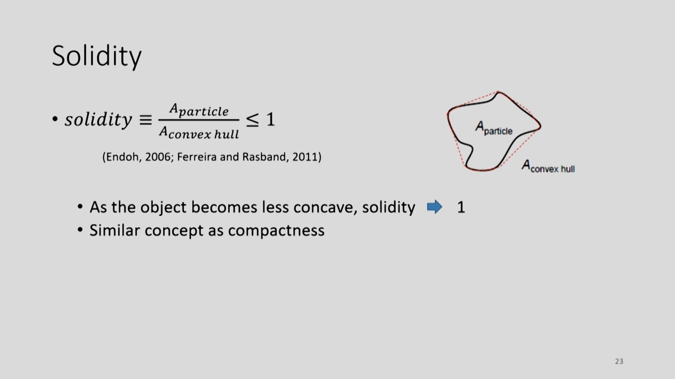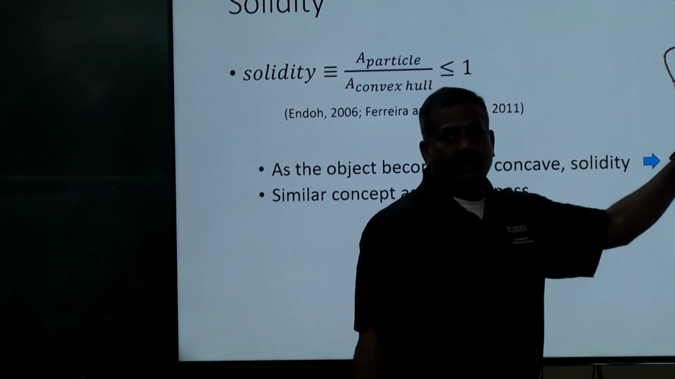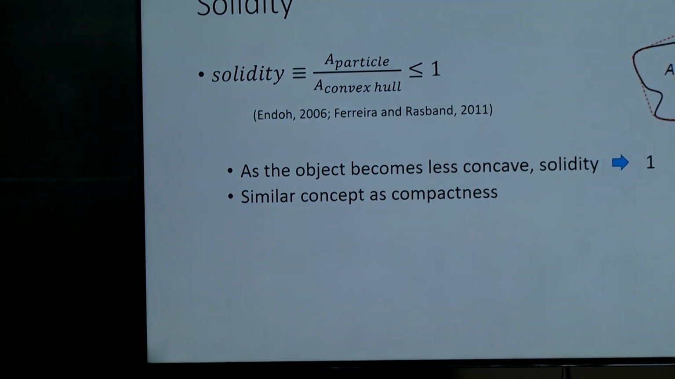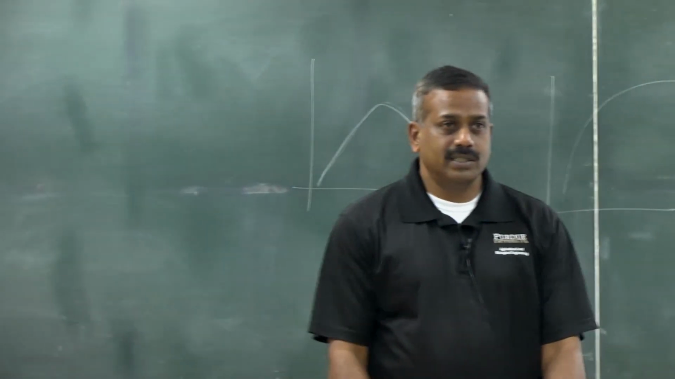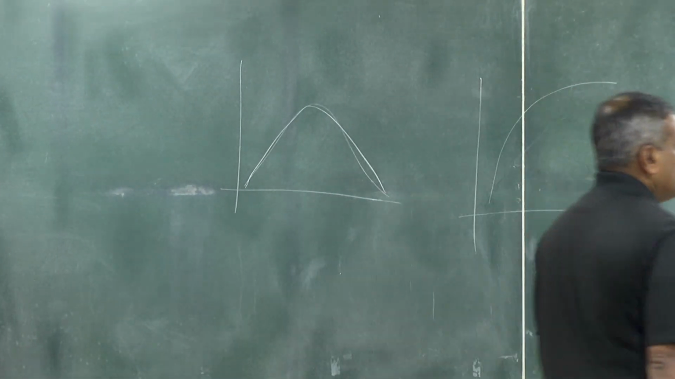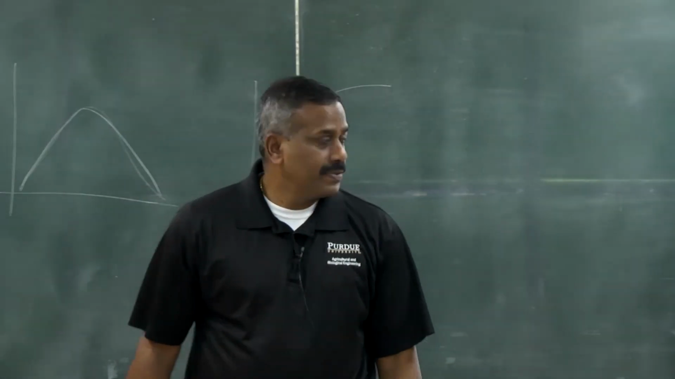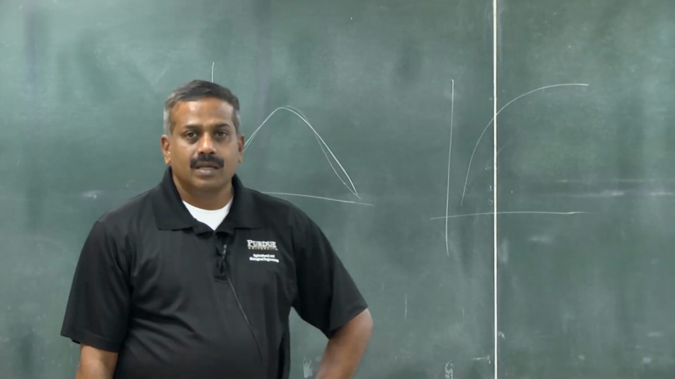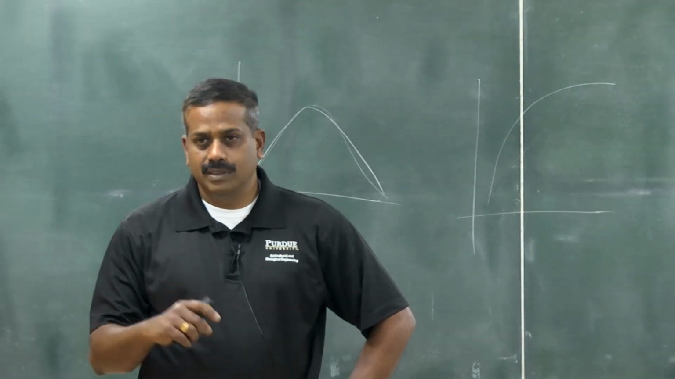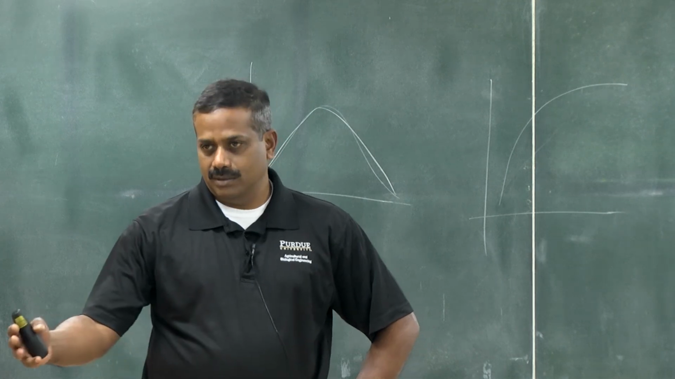Solidity is a very similar concept to compactness, but instead of a circle, you are making a convex hull. So you are not using all the void spaces around the particle. You make it convex, just touching the protruded edges of the particle, and then calculate the area of that convex hull and the area of the particle to calculate the solidity of the material. Very similar to compactness, but the only difference is that for compactness we're measuring to a circle.